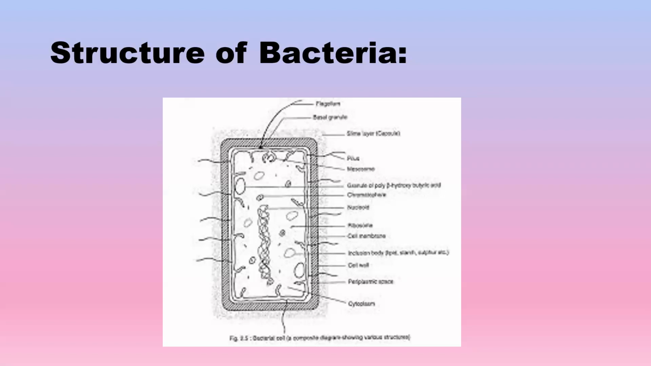We have flagella, we have pili, then the cell wall, then the cytoplasmic membrane, then the cytoplasm. So we have to discuss the cell wall. The cell wall is used to give rigid shape to the bacteria, and it gives structural support to the bacterial cells.